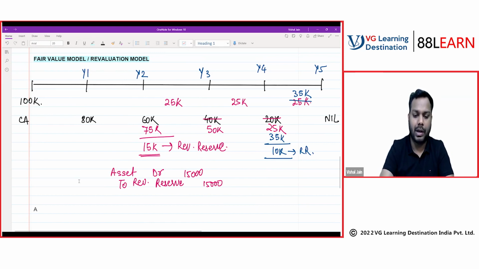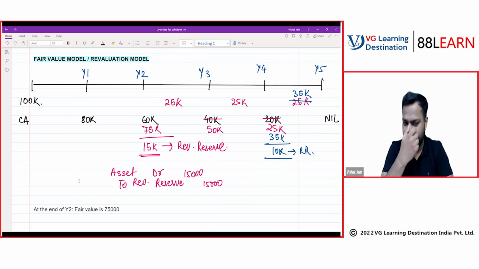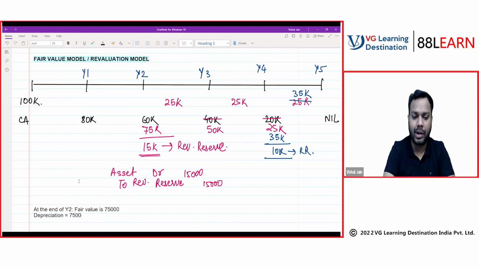Okay. Now listen to what I'm saying. At the end of year 2, the fair value is 75,000, right? Fair value 75,000. Now, what is the depreciation? Depreciation is 75,000 divided by remaining life, which is 3 years. That is equal to 25,000, right?